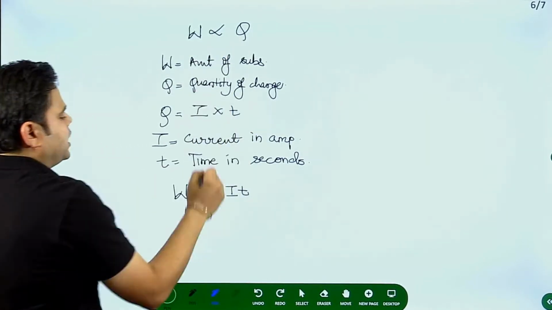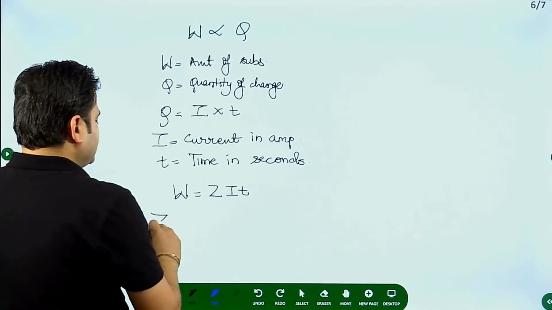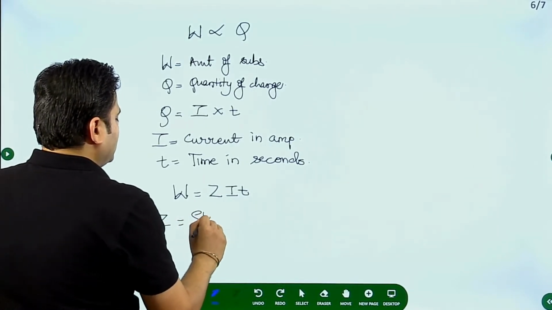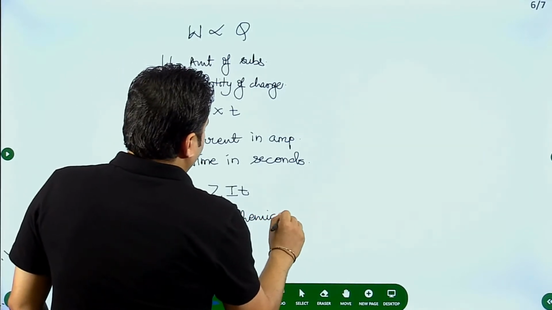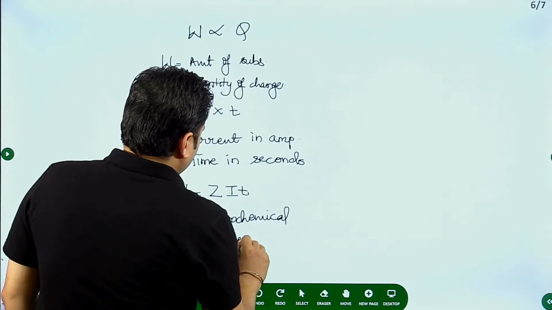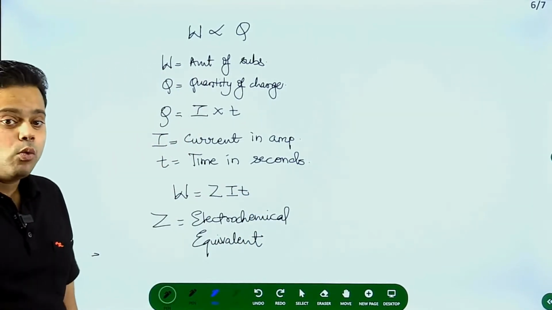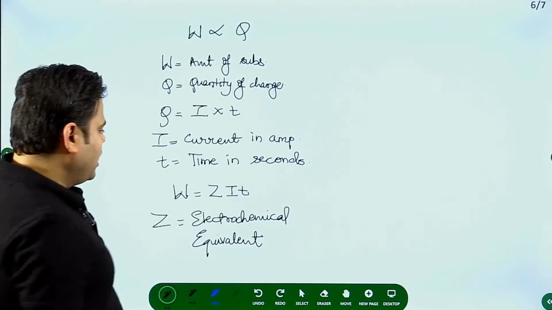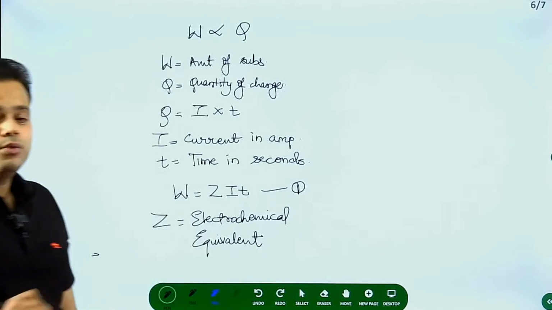अब यहाँ पे प्रोपोर्शनलिटी था, यहाँ पे इक्वालिटी आ गया है, तो हमने कांस्टेंट इंट्रोड्यूस किया है, दैट इज Z. Z is nothing but the electrochemical equivalent. Now what is Z? We will understand. अब मान लो ये जो इक्वेशन है इसको मैं बोलता हूं इक्वेशन 1, W is equal to ZIT.